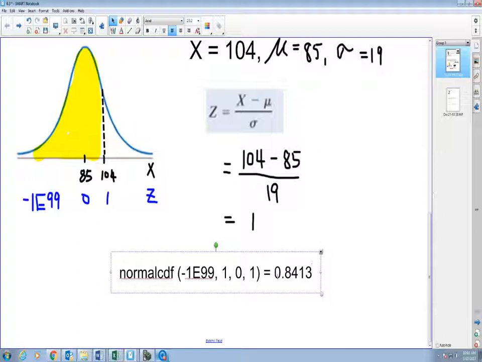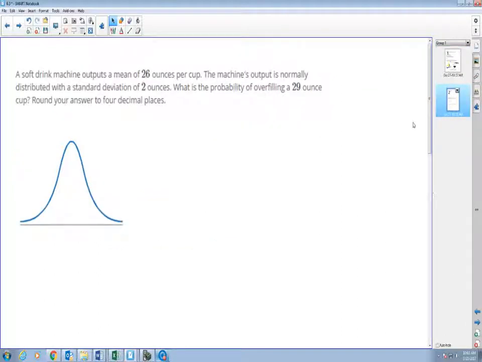Let's go look at another example and see what it wants me to find. This is everything we've done before; we just put it together in an actual application.